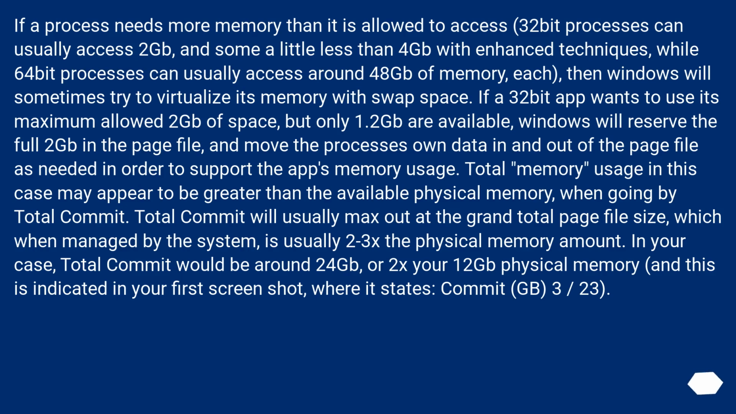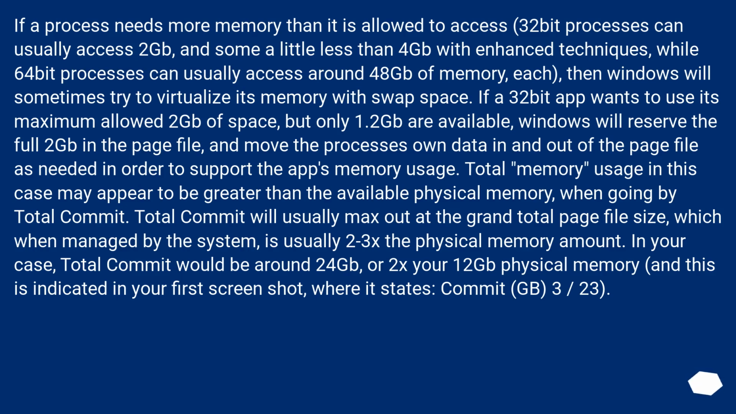If a process needs more memory than it is allowed to access, 32-bit processes can usually access 2 GB, and some a little less than 4 GB with enhanced techniques, while 64-bit processes can usually access around 48 GB of memory each, then Windows will sometimes try to virtualize its memory with swap space. If a 32-bit app wants to use its maximum allowed 2 GB of space, but only 1.2 GB are available, Windows will reserve the full 2 GB in the page file, and move the process's own data in and out of the page file as needed in order to support the app's memory usage.